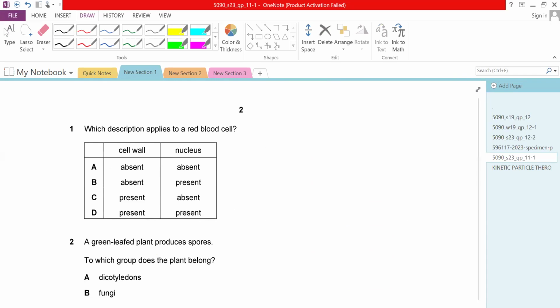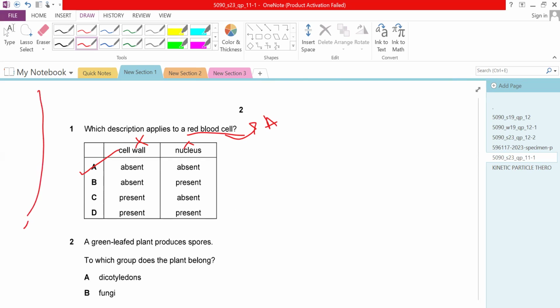Question number 1, which description applies to the red blood cells? So red blood cells do not have cell wall nor do they have a nucleus. Option E is correct. As red blood cells are animal cells, they do not contain cell wall and they do not have a nucleus because they carry oxygen and they need more space to carry oxygen.